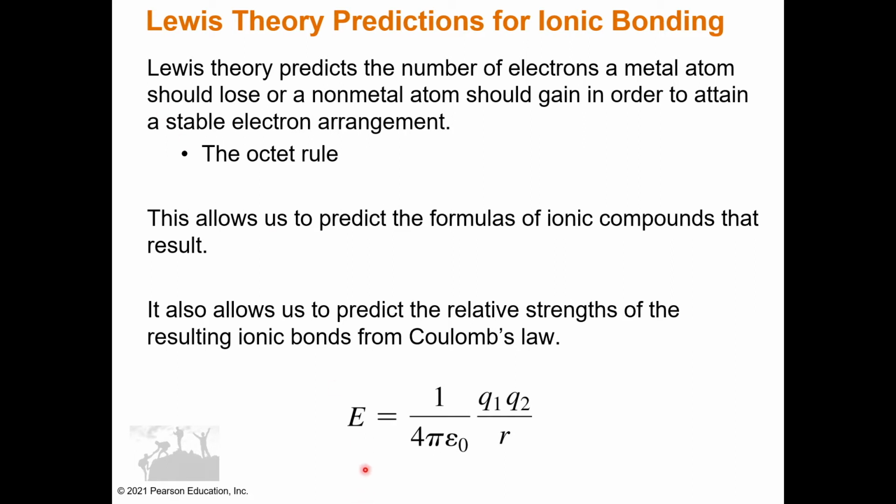So it's E equals some kind of constant times Q1 times Q2 divided by R. Q1 and Q2 represent the charges, so here in this case it'll be the charges of the ions involved, and R would be the distance between those ions.